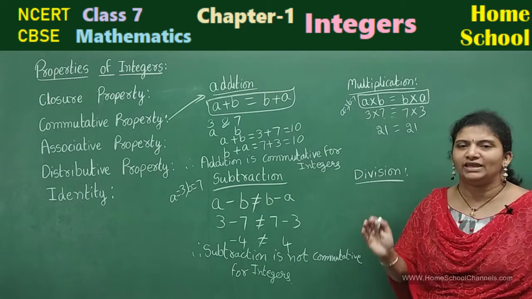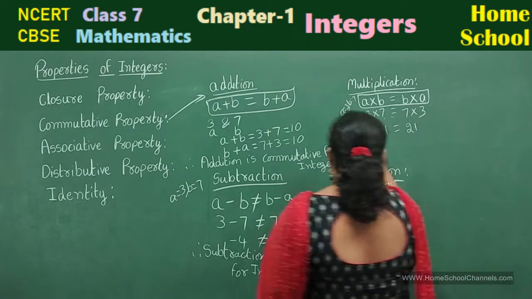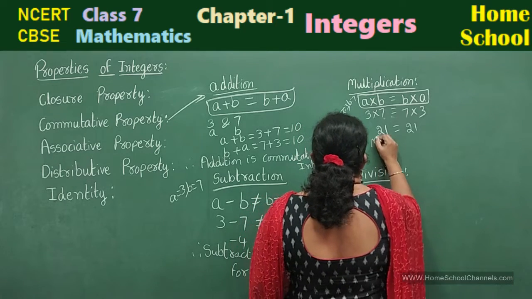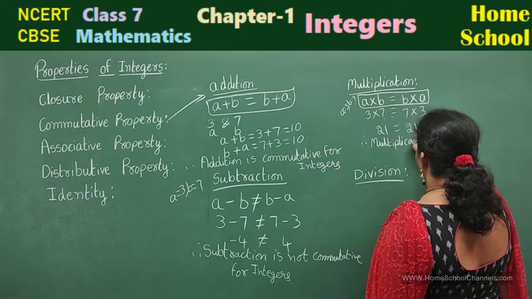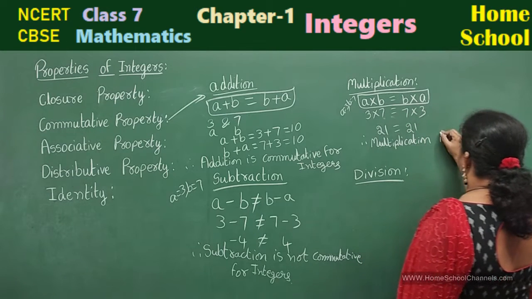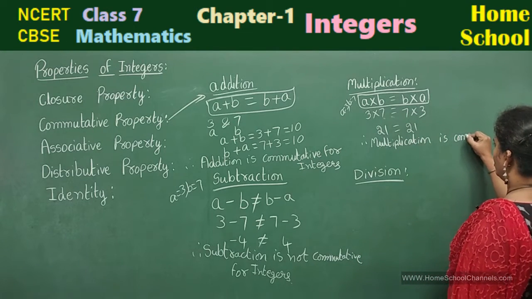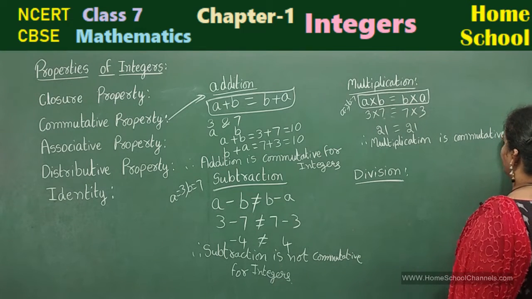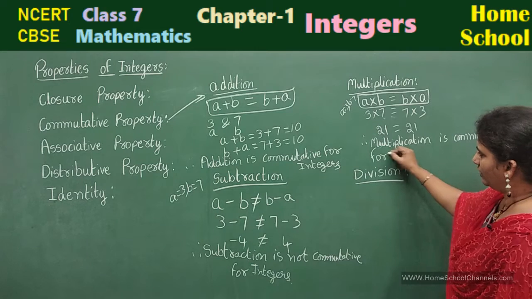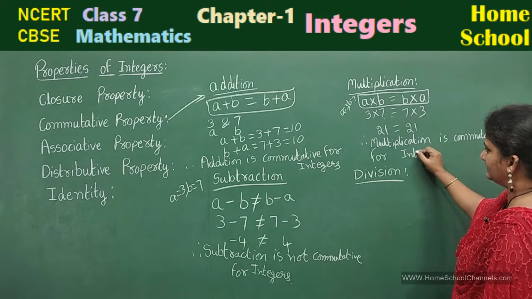Okay, if you prove any problem, you need to write a statement here. Therefore, multiplication is commutative for integers.